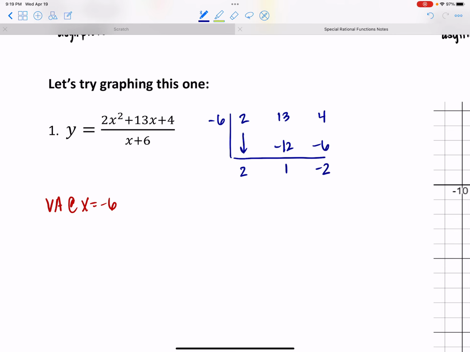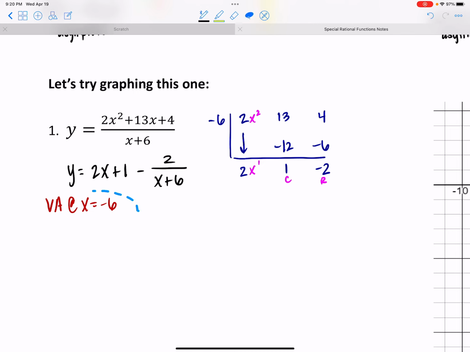That means I can rewrite my function. Y can be rewritten as, remember this was, let me go to pink. This was an x squared. I divided an x to the first, so this is an x to the first, and this is my constant, and this is my remainder. So this function gets rewritten as 2x plus 1 minus my remainder of 2 over my divisor x plus 6.